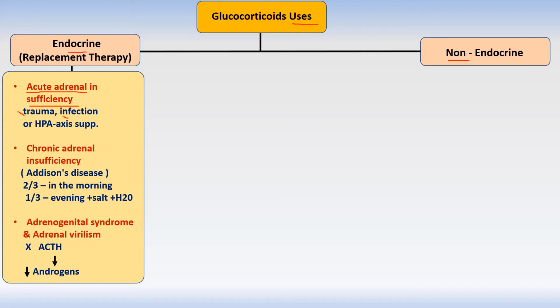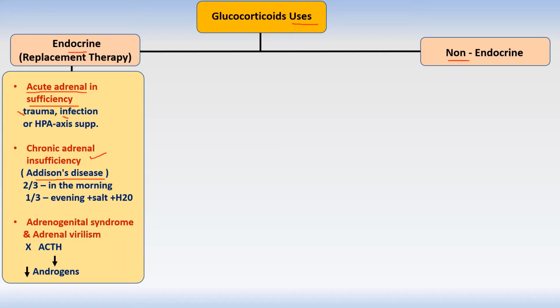So here we can supplement this using hydrocortisone, which is given by IV route. Secondly, chronic adrenal insufficiency, which is also called Addison's disease. In this case, we will give oral hydrocortisone.